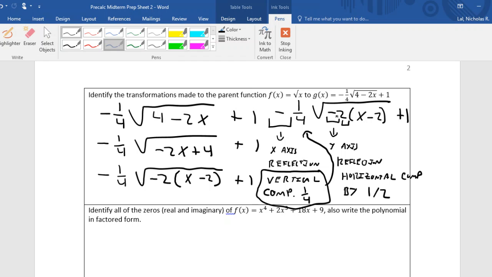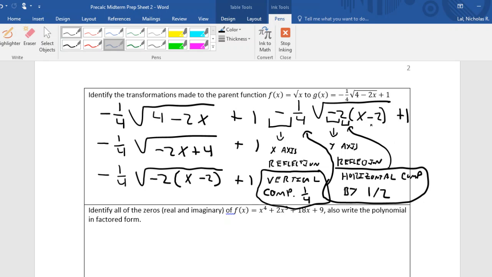So a horizontal compression is for whatever your coefficient is inside the function. It is 1 over that coefficient, and that's your transformation. So 1 over 2, that's a compression by 1/2. Horizontal stretch by 2. All right. Now, wait, if -2 was 1/2? If this -2 here was 1/2, that'd be a horizontal stretch by 2.